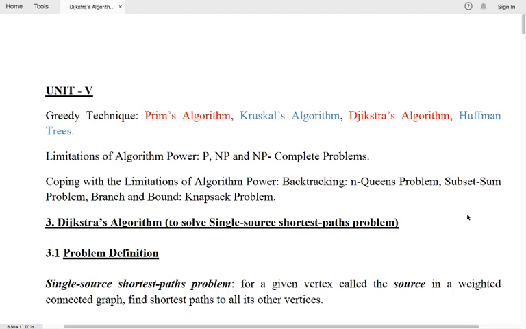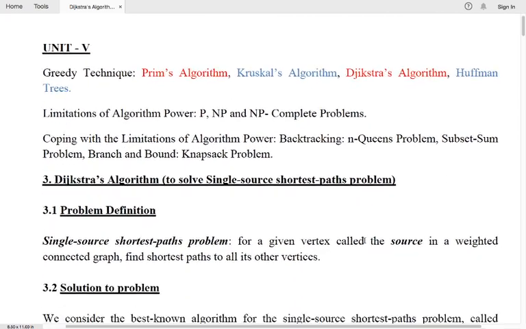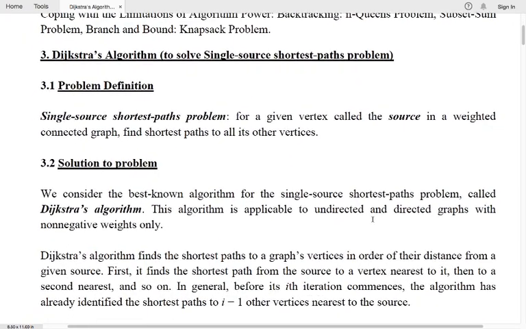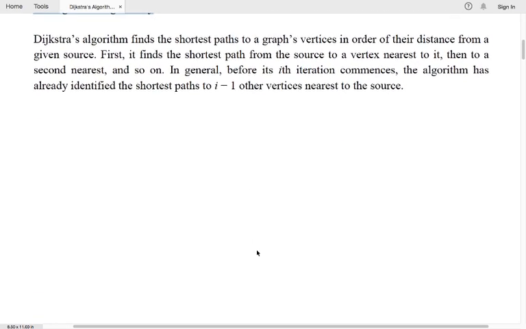Now, what do you mean by single source shortest path? Basically, you have a source vertex. From that vertex, you are required to find the shortest path to all its other vertices. It's a weighted connected graph. One of the important criteria for Dijkstra's algorithm is that it's applicable to both directed and undirected graphs, with non-negative weights only, which means that weights have to be positive. So the objective is clear. I need to find the shortest path from a given vertex, which is called the source, to all its other vertices. Now let's look at how the algorithm works.